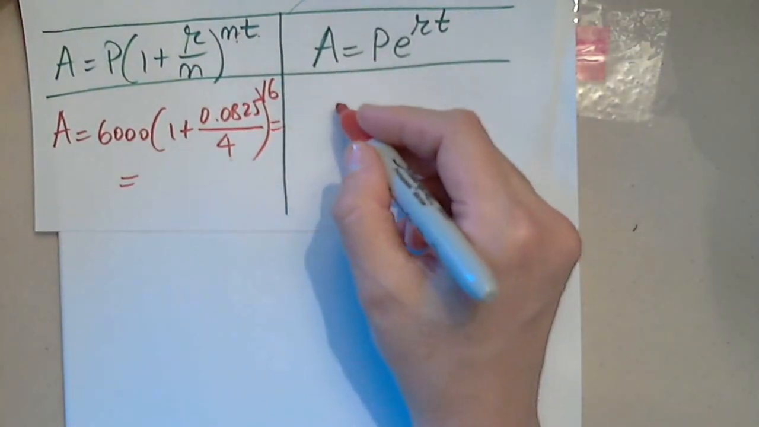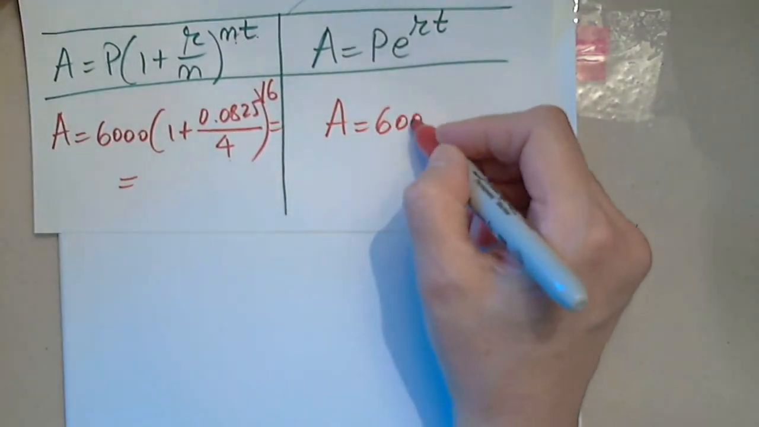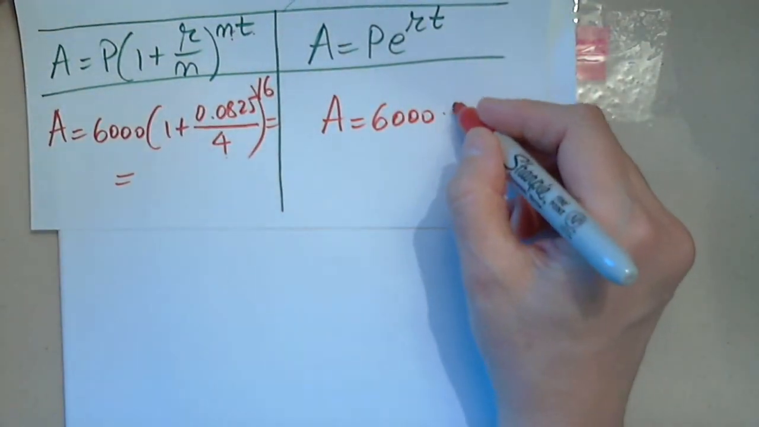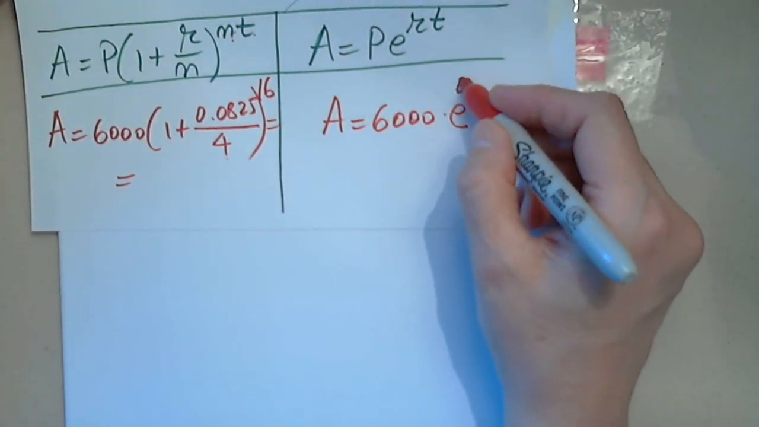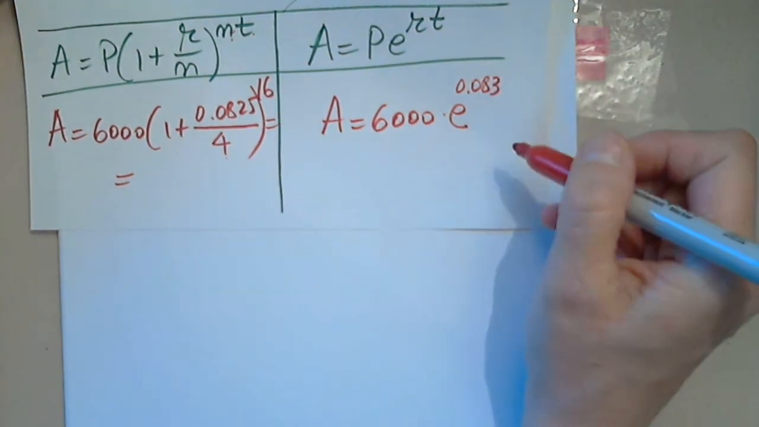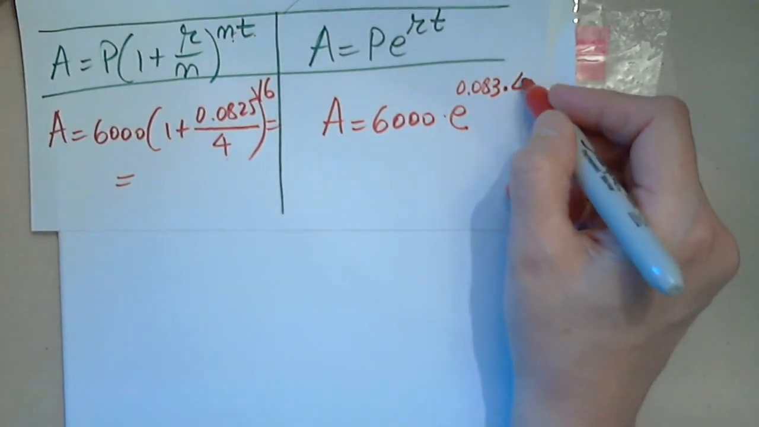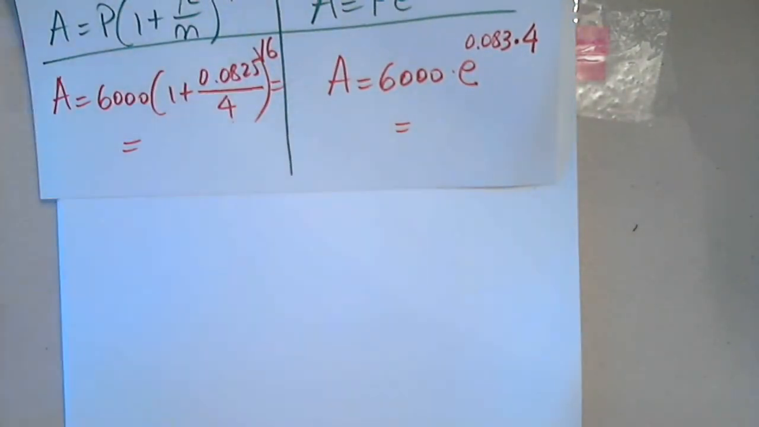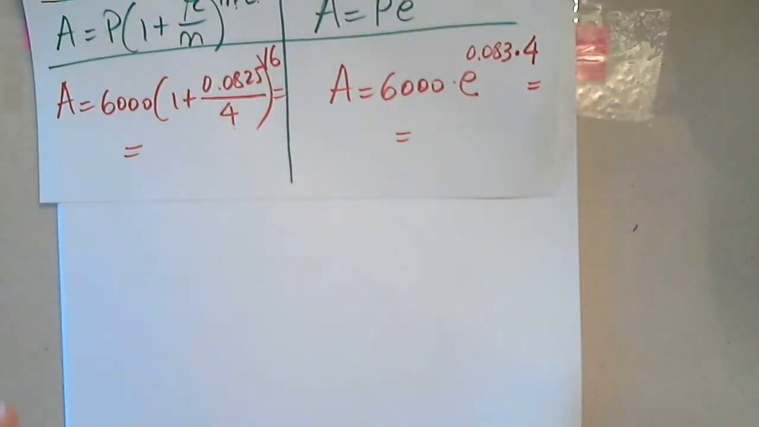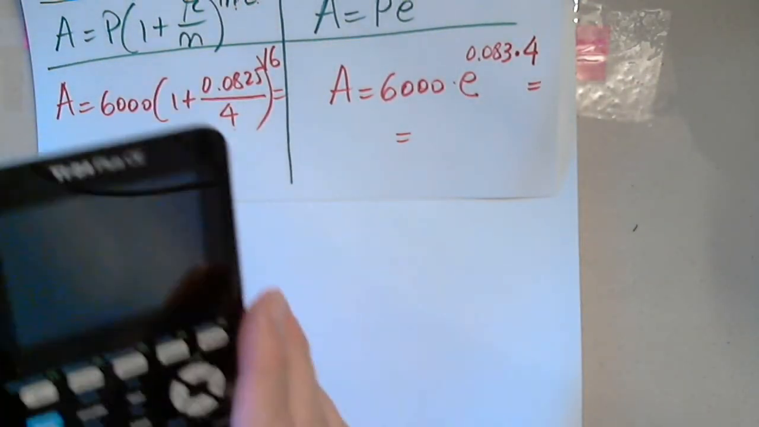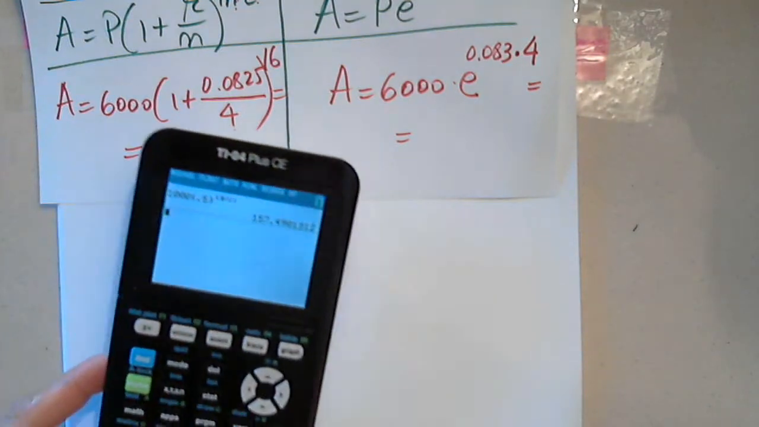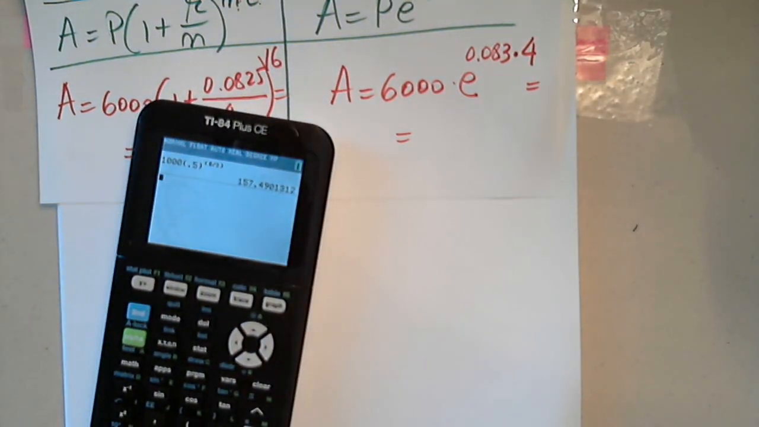The other formula will be 6,000 for the continuous, times e raised to the rate 0.083 multiplied by 4. And let's see what we get. Again, we cannot perform these operations without the calculator. So, allow me to get a sip of water.